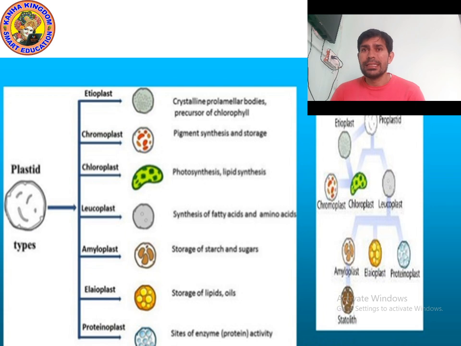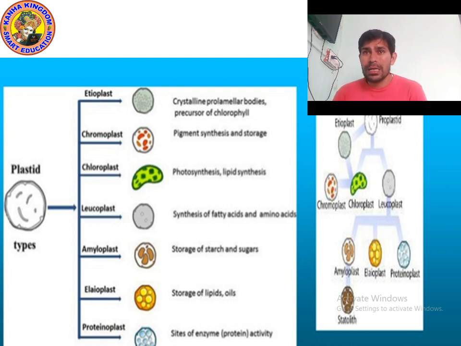And next is chromoplast. Can you see the red structure, which is actually a chromoplast? The spelling of chromoplast is C-H-R-O-M-O-P-L-A-S-T. So what is the function of chromoplast? Its function is pigment synthesis, preparing the pigment, and storage. Chromoplast prepares the pigment and stores it.